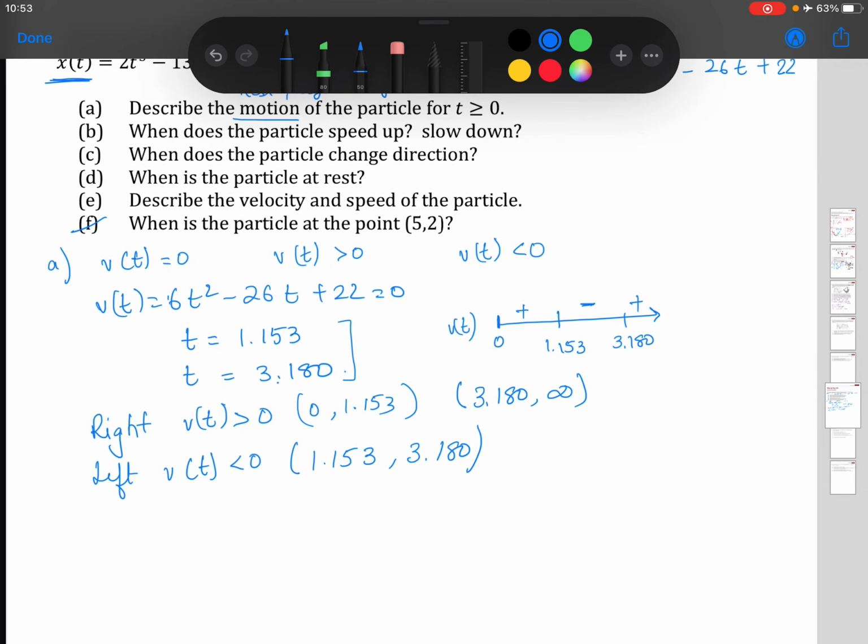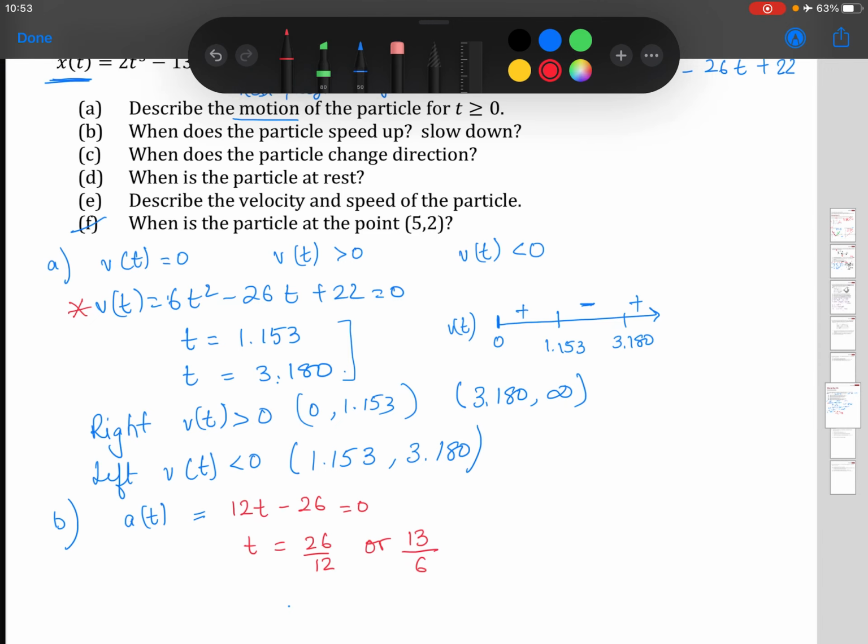Okay, part B. When does the particle speed up or slow down? A particle speeds up when we compare velocity and acceleration. So I already know my velocity. Can I find my acceleration? The relationship between acceleration and velocity is that acceleration is the first derivative of velocity. So I'm going to take the derivative of my velocity equation. The derivative of 6t squared is 12t minus 26, right? I'm going to set it equal to 0. Solve for t. I get 26 over 12 or 13 over 6, right?